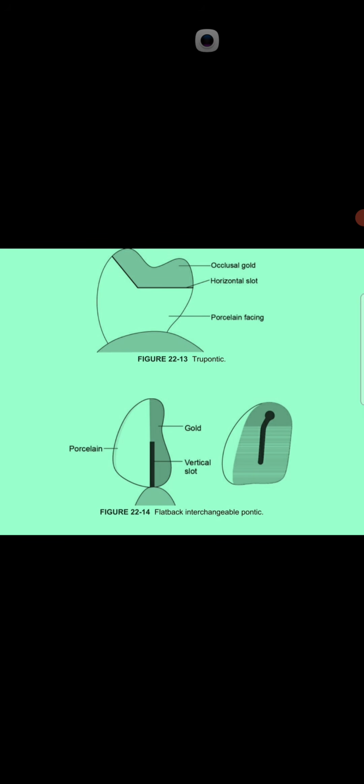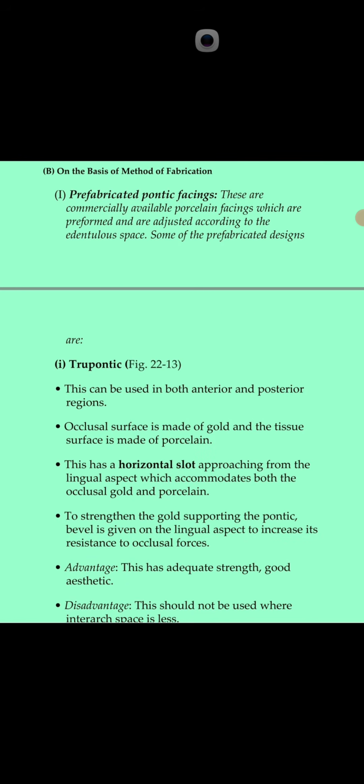But next, we will study the opposite of the true pontic, which is the steel pontic. In steel pontic, this is opposite of true pontic. In steel pontic, on the occlusal surface there is porcelain, and on the gingival surface the gold. But in the true pontic, the occlusal surface is gold and the gingival surface is porcelain. In true pontic, this can be used in both anterior and posterior region.